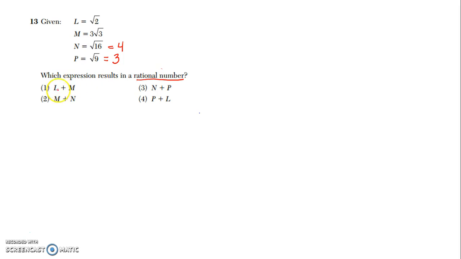Here, if you look at L plus M, L is the square root of 2, plus M is the 3 square root of 3. Those don't have a shot because you can't come up with nice integers for square root of 2 or square root of 3. So that doesn't have a shot. 2M plus N, well, as soon as you have a 3 square root of 3, you don't have a shot. But let's look at N plus P.